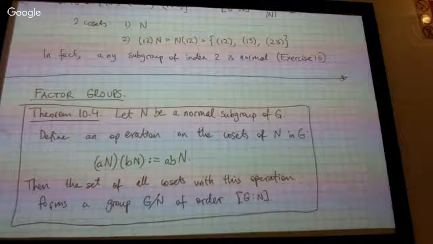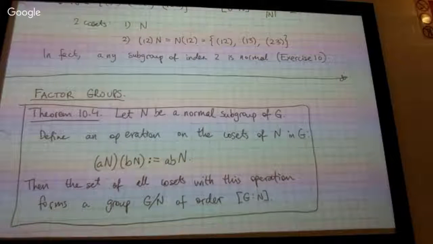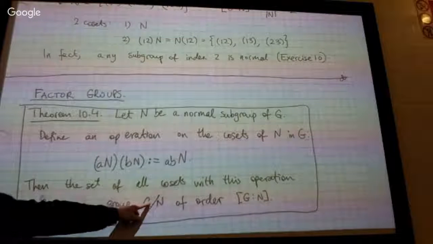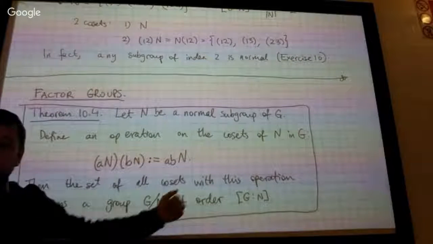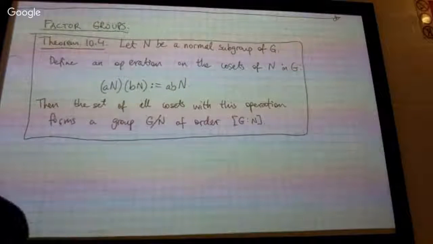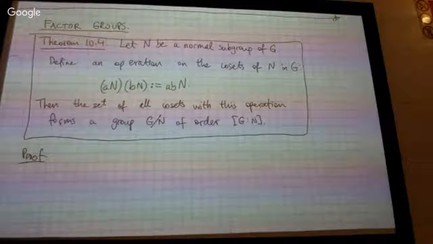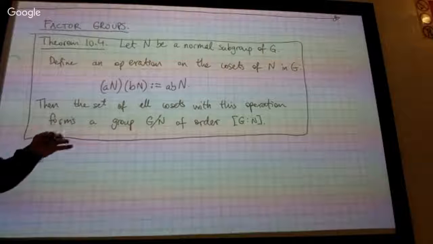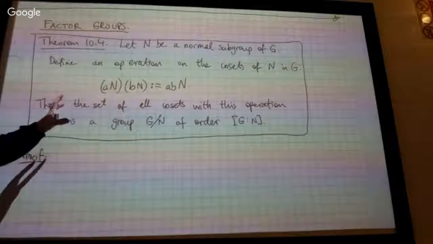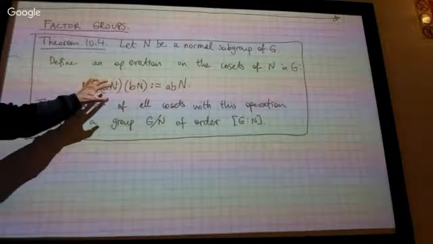So I have cosets and I can now multiply cosets. Well, that's just a notation for that group, and the order is clear because that's as many cosets as we have by definition of index. And so if you want to prove this theorem, we can show that this is a group. The main hurdle really is that you want to show that this is well defined.